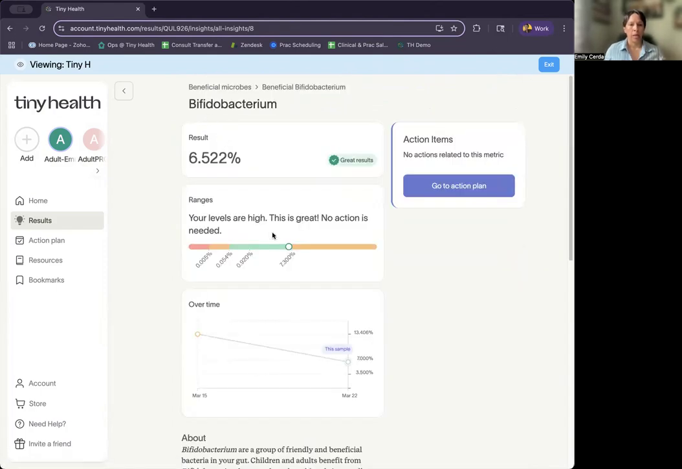Bifidobacterium, here we can see the range for this adult patient, and she's right at the top of this range. For this individual, I definitely would not recommend a Bifido probiotic or any probiotic, even if it's multi-strain containing Bifidobacterium, because we don't want to drive this Bifido too high.